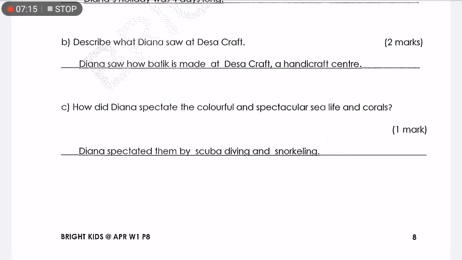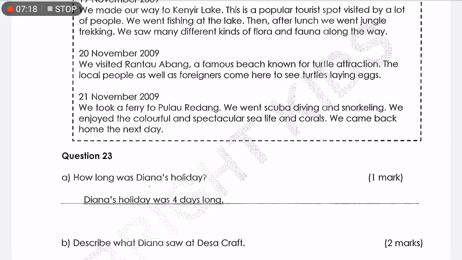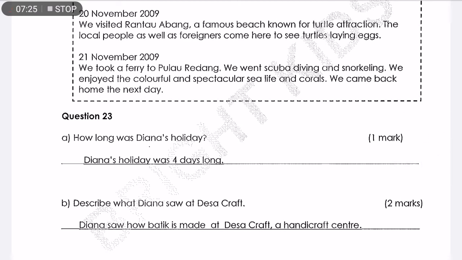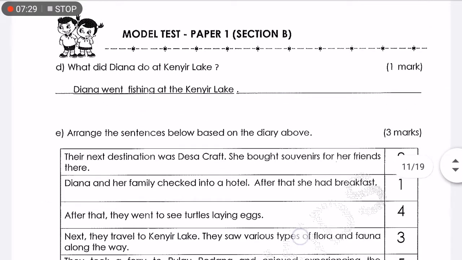Where can you find the answer? The answer is in the last paragraph. We went scuba diving and snorkeling. We enjoyed the colorful and spectacular sea life and corals. Alright, now that's how you answer.